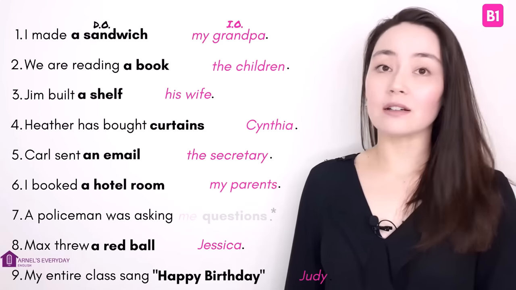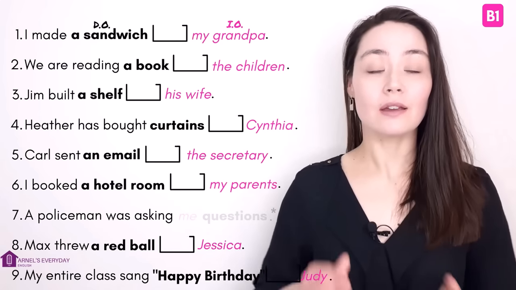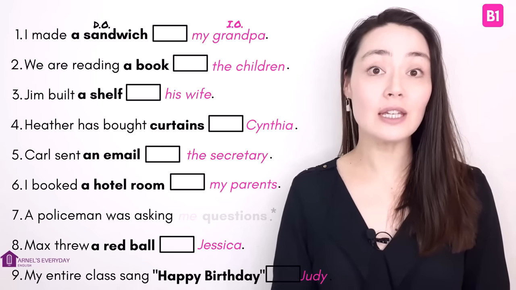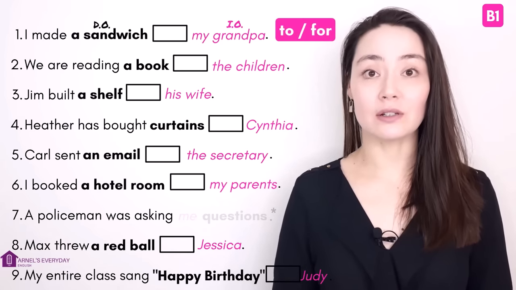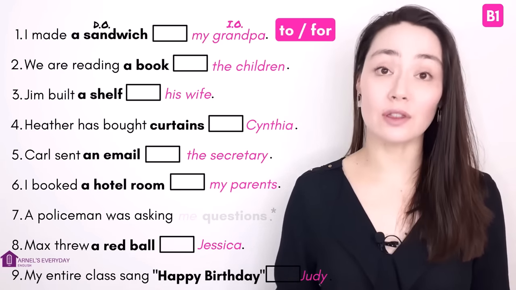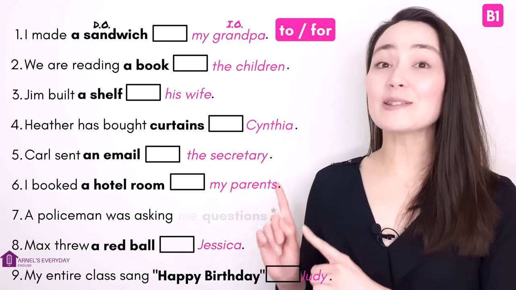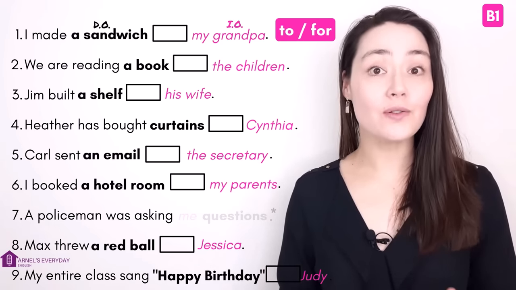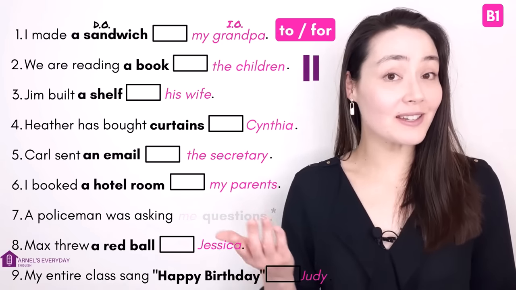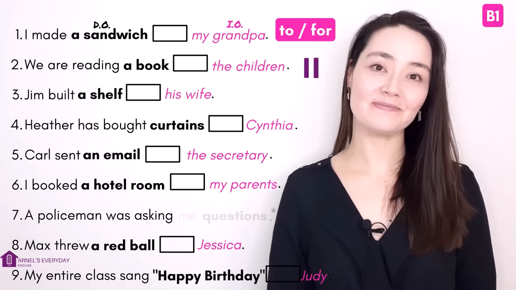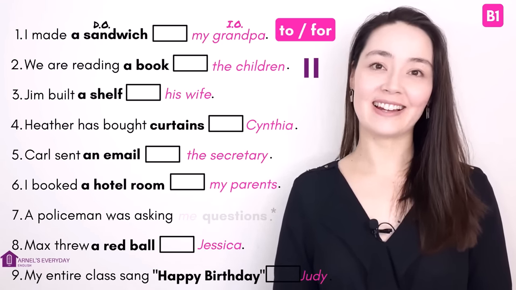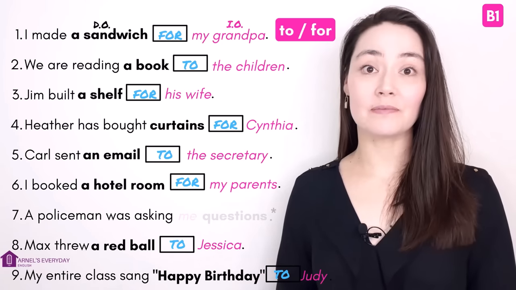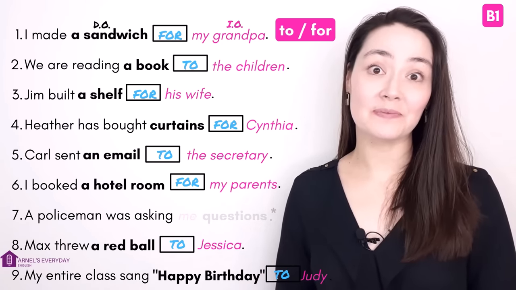For these sentences here, I'm missing something. If you move your indirect object to the end of the sentence, you need a preposition. Everyone's favorite thing. For each space, can you choose the preposition to or for? Pause the video to do this. Here are the answers. How did you do?